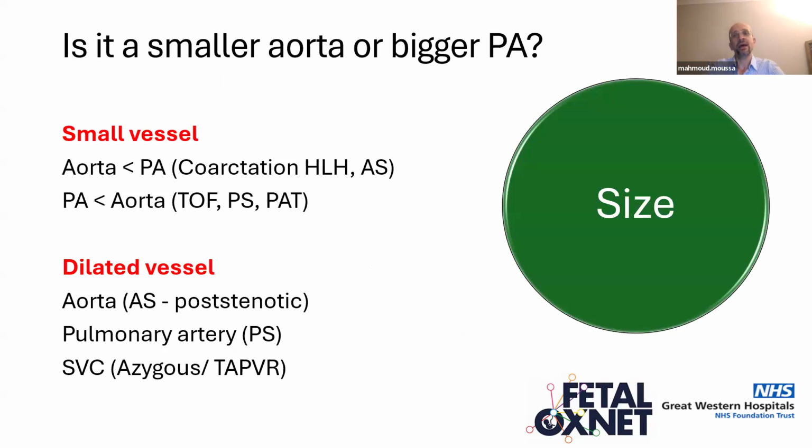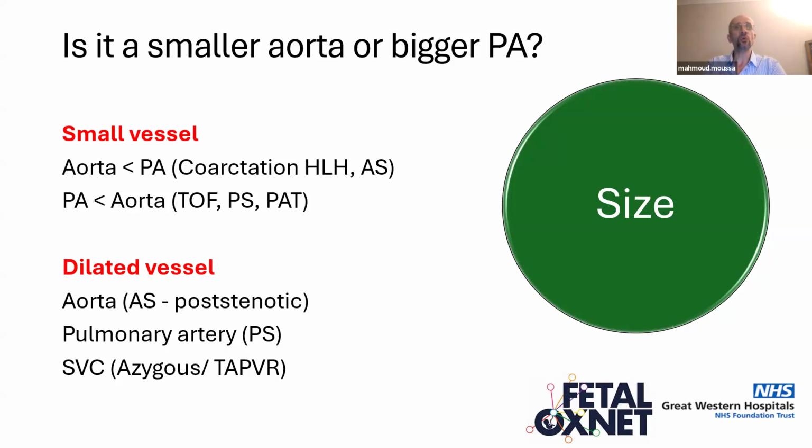Then we move to the next part of the assessment, which is the size of the vessels. Sometimes this is the most striking, because you look at the three vessel view and you say, well, this looks really abnormal. But it can be very subtle as well. So always remember, the pulmonary should be slightly larger, followed by the aorta, followed by the SVC. Just eyeballing should be enough. We do not usually routinely measure the vessels in all our examinations, unless we suspect that there is a discrepancy.